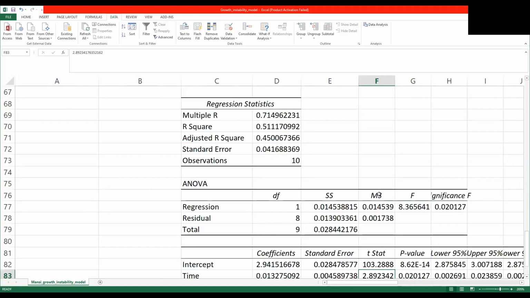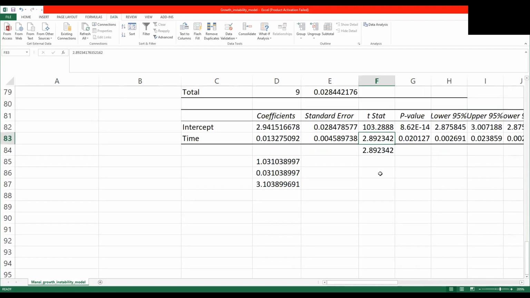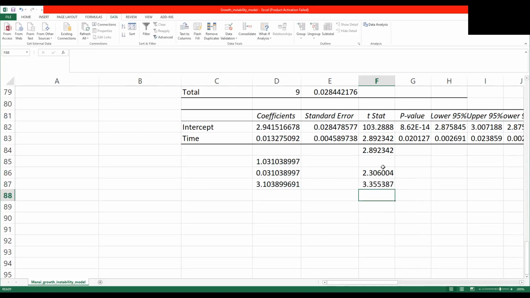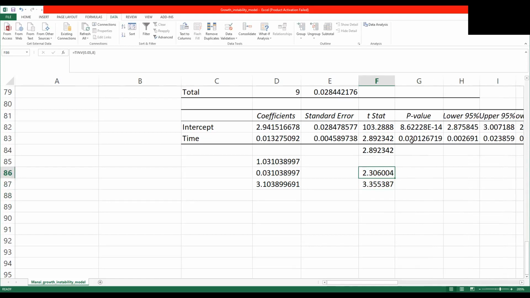Now this t stat is significant, right? At what level? For example, T.INV with probability 0.05 and degrees of freedom 8 gives 2.30. If you go for the 1% level, then T.INV with probability 0.01 and degrees of freedom 8. So you could see clearly this is significant only at the 5% level. Or you can look at the p-value, which is 0.02, so the value lies between 0.01 and 0.05, the 5% level.